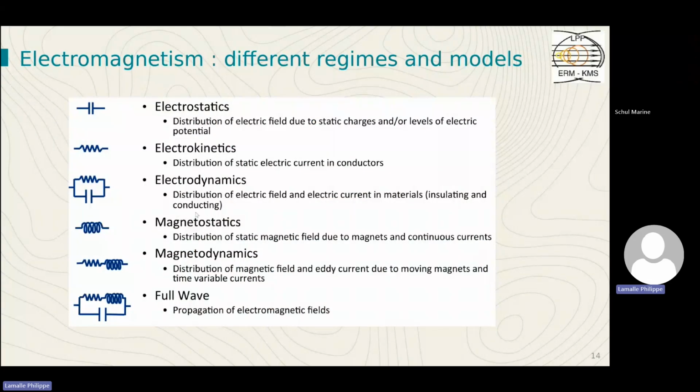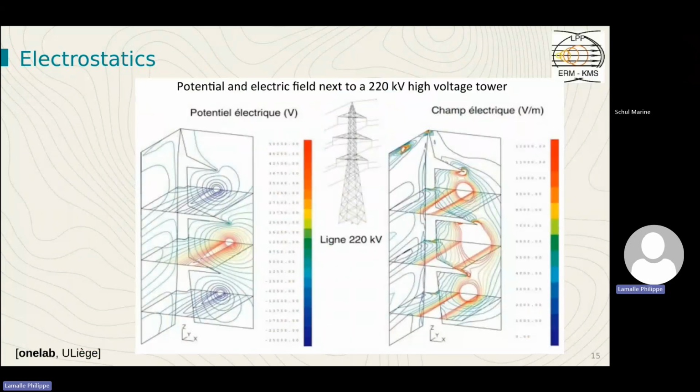Inside these problems that we can tackle with the FEM, we can range from electrostatics, where we can, for instance, compute the capacitance and the electric field distributions over objects, electrokinetics, electrodynamics, magnetostatics, magnetodynamics, and really full wave problems where your waves can propagate over long distances.